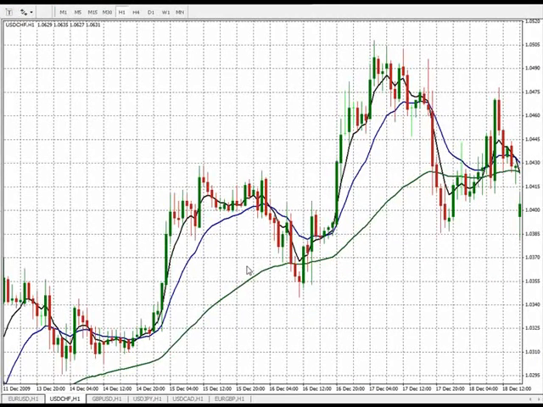Okay, so let's take a look at a couple of long trades on the charts themselves. We're looking at the US dollar Swiss franc on the 1 hour charts, and I'm looking at the time frame from December 15th up to the 18th.